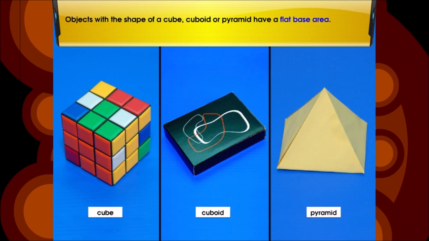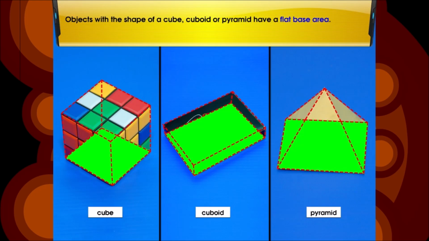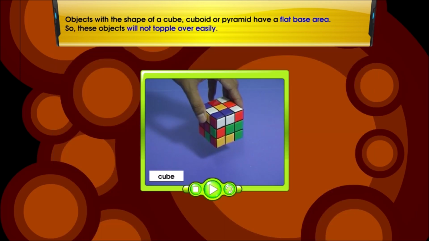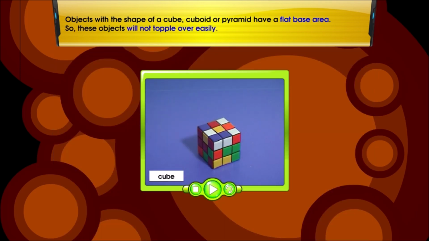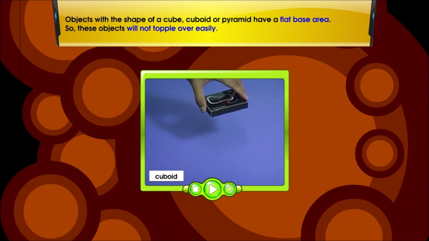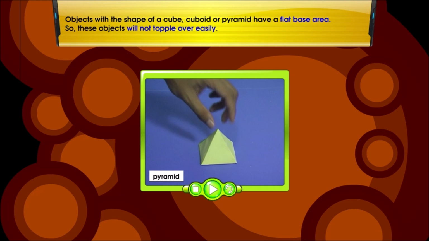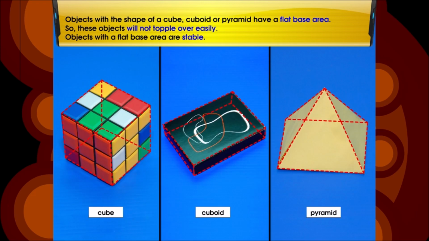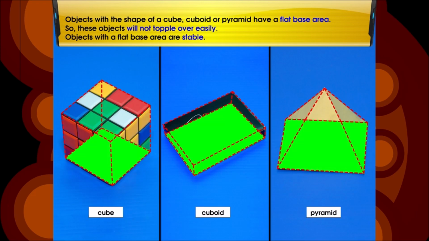Cuboid or pyramid have a flat base area. So, these objects will not topple over easily. Objects with a flat base area are stable.